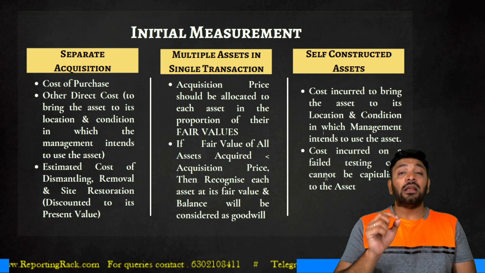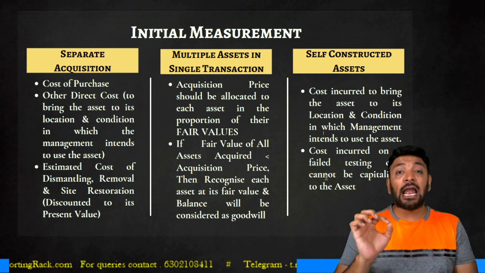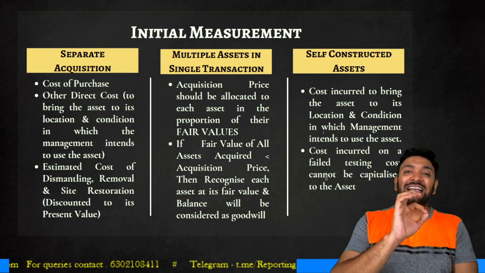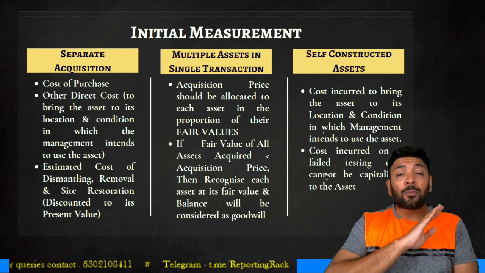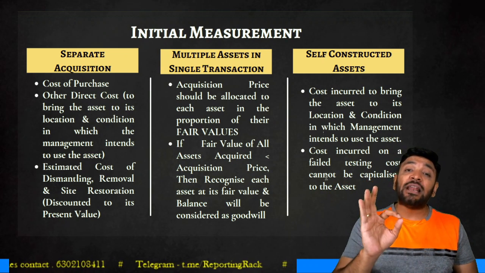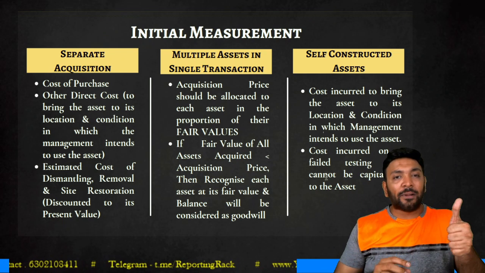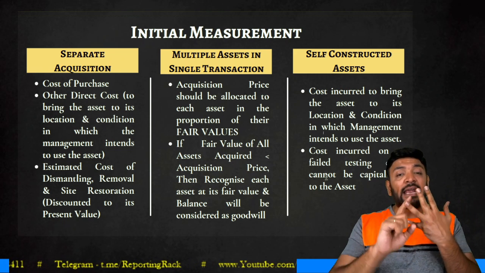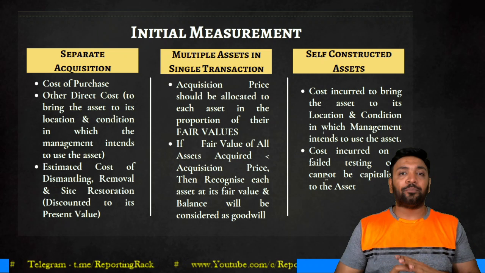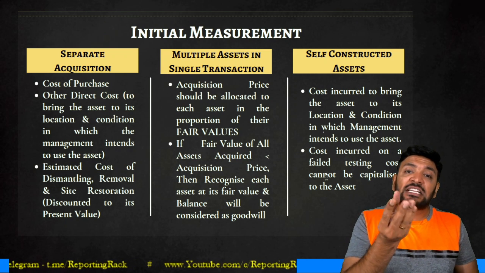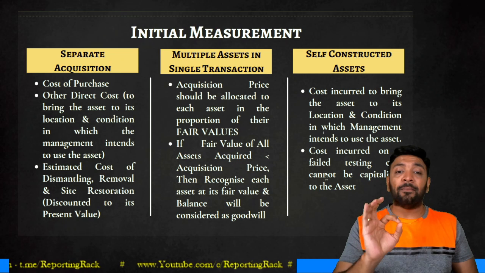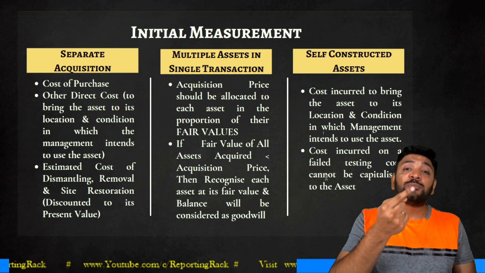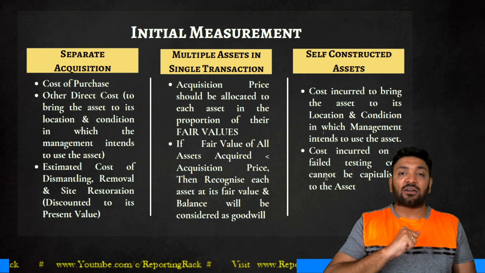But if my purchase price is not 80 and instead it is 105, then what should I do? Then recognize A, B, C, D not in the proportion of fair values, but it should be recognized at fair value. A should be recognized at 40, B at 30, C at 20, and D at 10. Sir, but I paid 105, 5 rupees extra I paid. That 5 rupees excess payment should be recognized as goodwill, because your purchase price is more than the sum of fair value of the assets acquired.